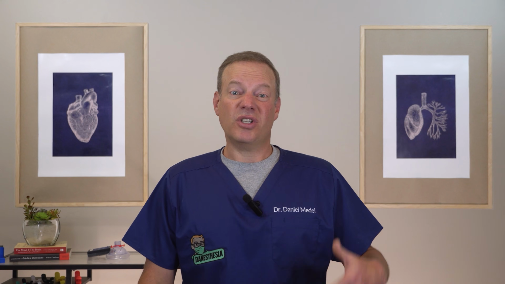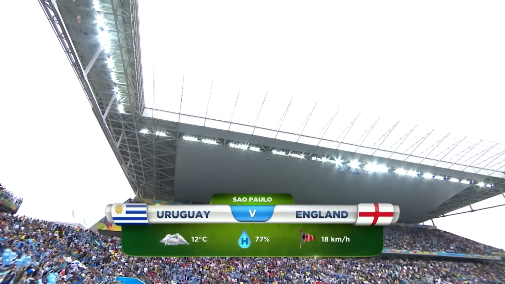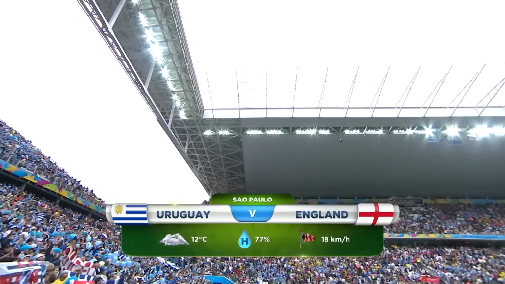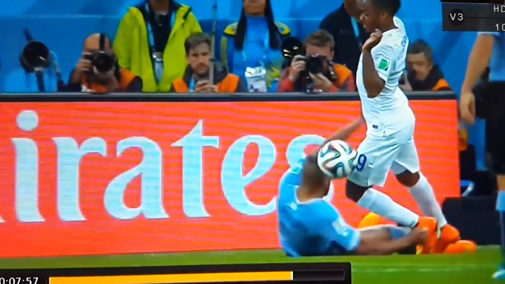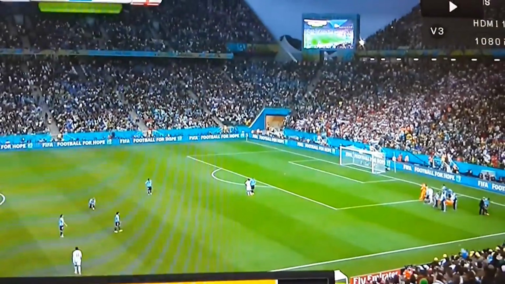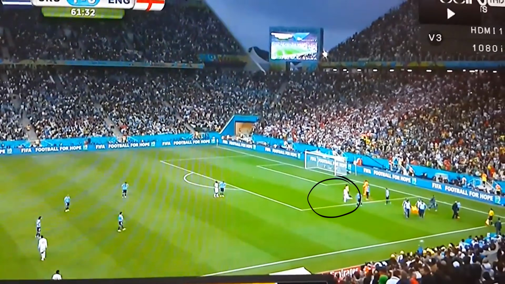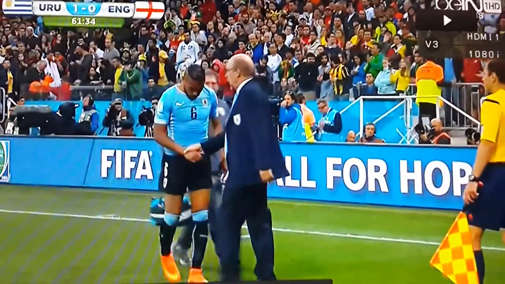Now we get to one of the most uncomfortable entries on the list. In the 2014 World Cup, Uruguay were playing England when Álvaro Pereira took a knee to the head from Raheem Sterling. Pereira went down and appeared to lose consciousness, but then, incredibly, he just got up and continued playing the game. From a doctor's perspective, this is the kind of thing that makes your soul leave your body.